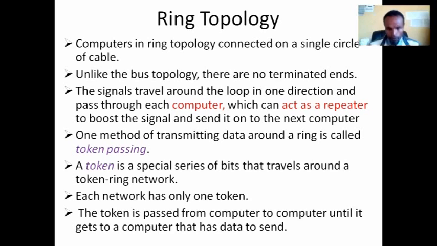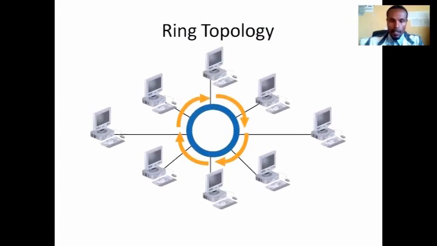The token is passed from computer to computer until it gets to a computer that has data to send. Until the token gets to the destination, it rotates around the circle. So data sent from one computer can be carried by the token and sent to the destination. This is the physical arrangement of ring topology.